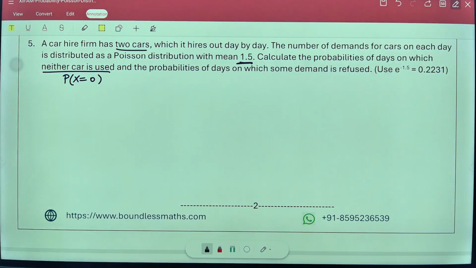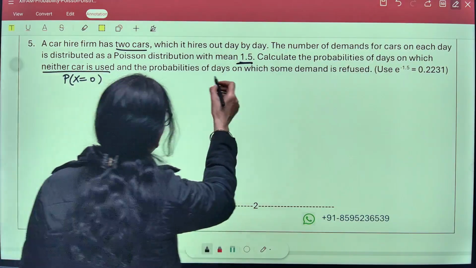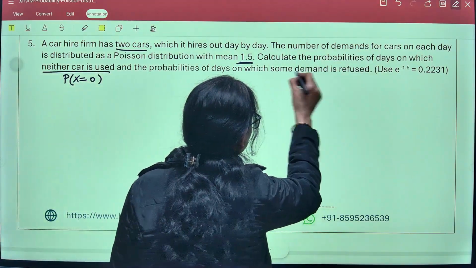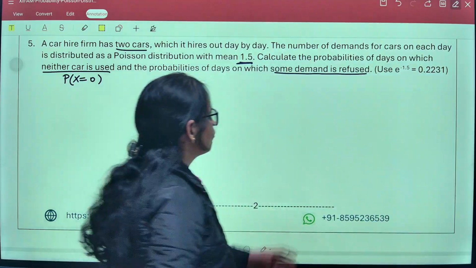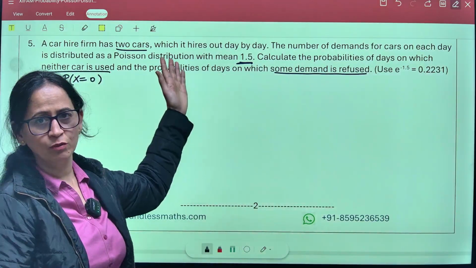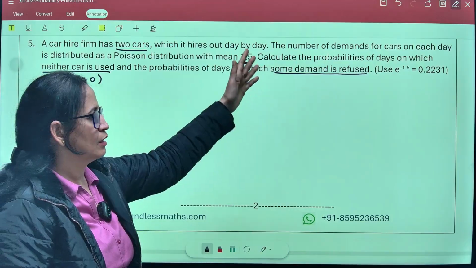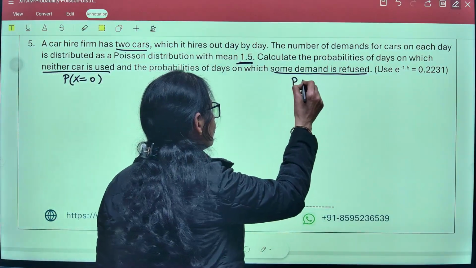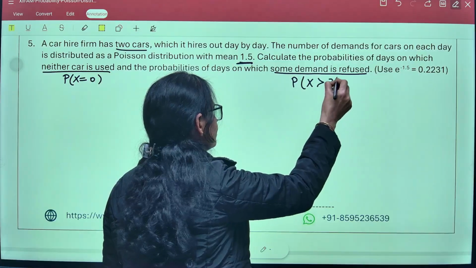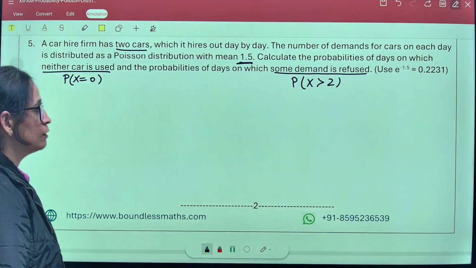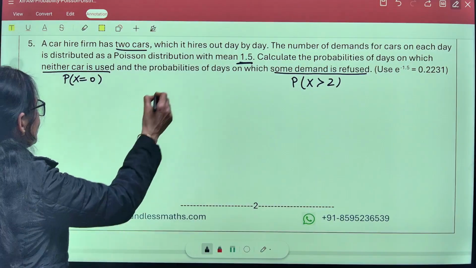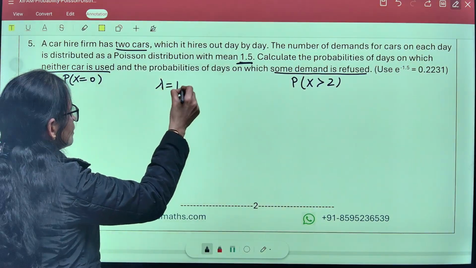Nothing is being used. And the second case it says, and the probability of the days on which some demand is refused. When will the demand be refused? When both the cars are used. So that means when you are getting requests more than 2, probability of x being greater than 2. Right? So let's look at what is lambda. First thing you should always check is what is lambda.